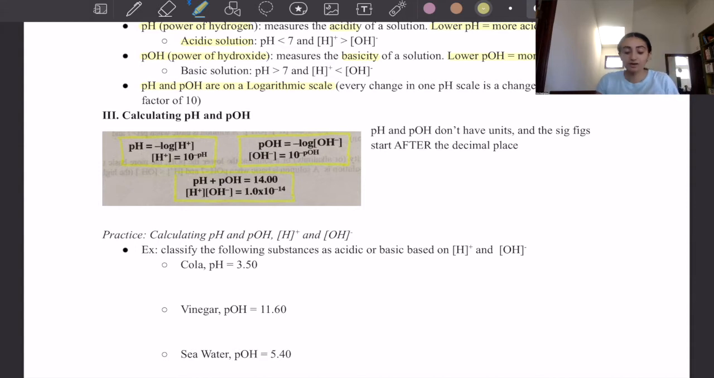pH is the negative log of the concentration of hydrogen, which means that hydrogen is 10 to the negative pH power, if you want to rewrite the pH equation as an exponent. And the same goes with pOH. And then pH and pOH are always going to add to equal 14, and that means that the concentrations of hydrogen and hydroxide are going to multiply to equal 1 times 10 to the negative 14th. Also, pH and pOH don't have units, and the sig figs with pH and pOH start after the decimal place.